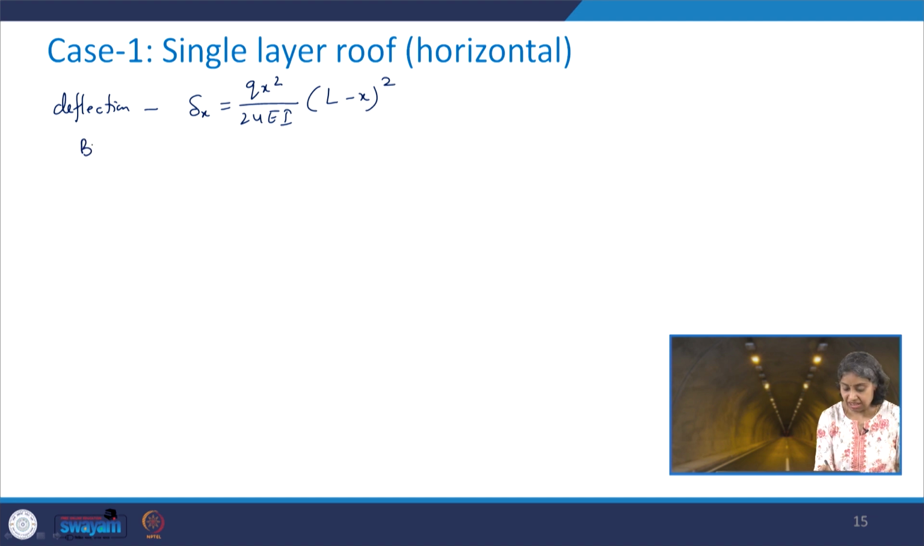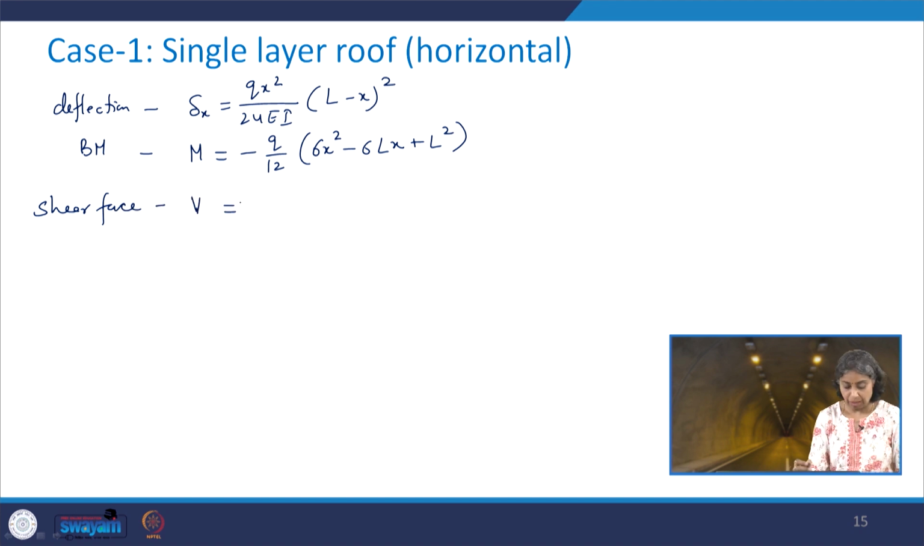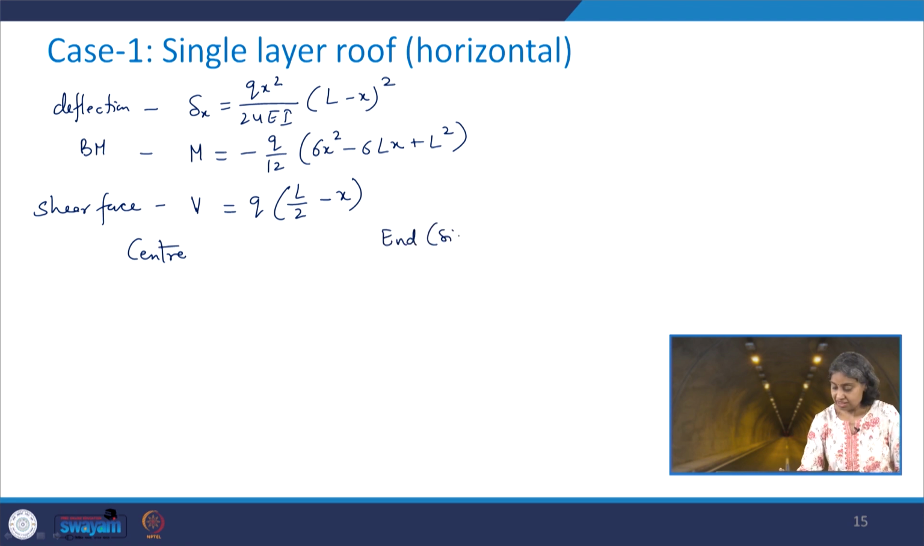Then we have the bending moment, that is M equal to minus q upon 12 into (6x square minus 6Lx plus L square). Then we have the shear force, which is represented by, say, capital V. That is going to be Q into (L by 2 minus x). So, if we take two locations, one at the center of the beam and another at the end, which is the side walls.